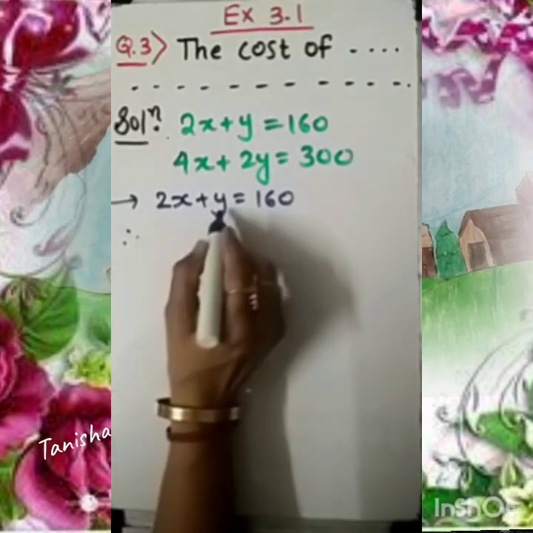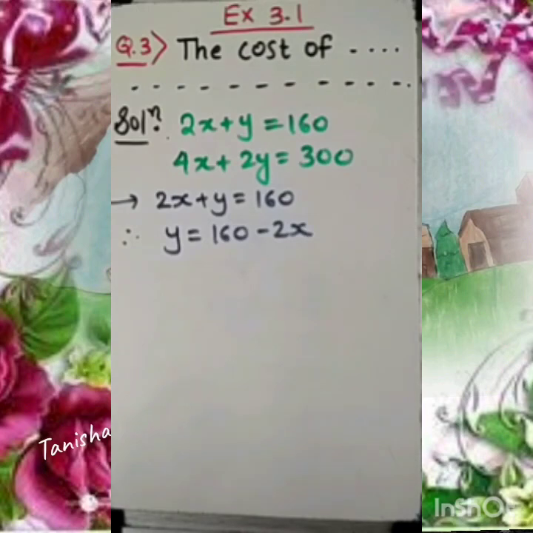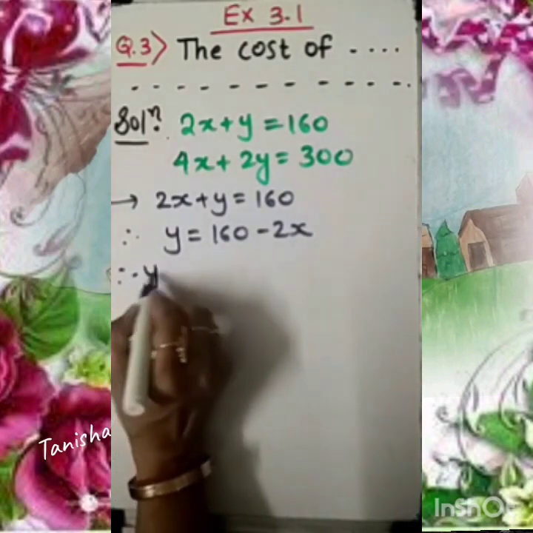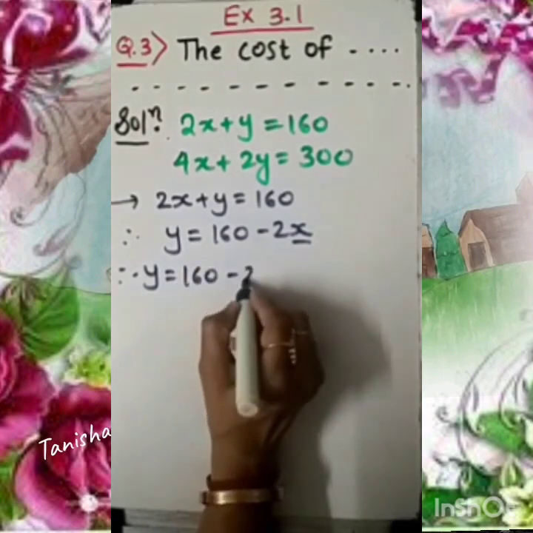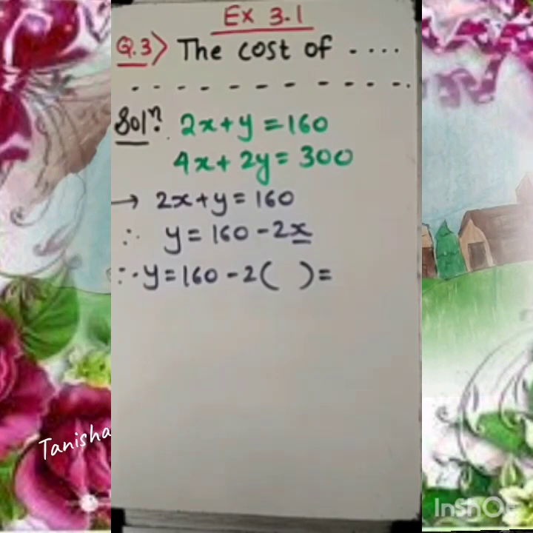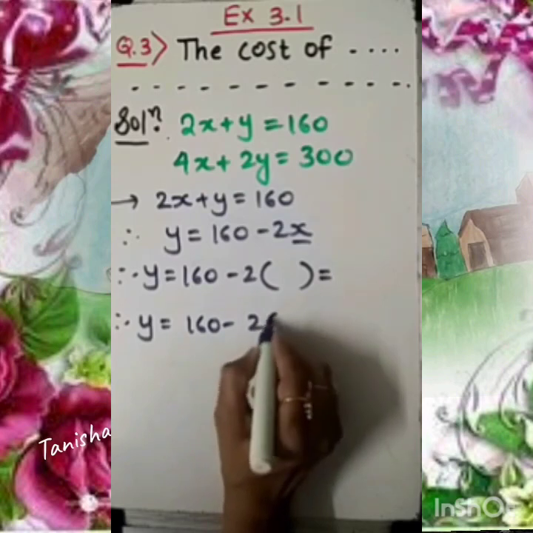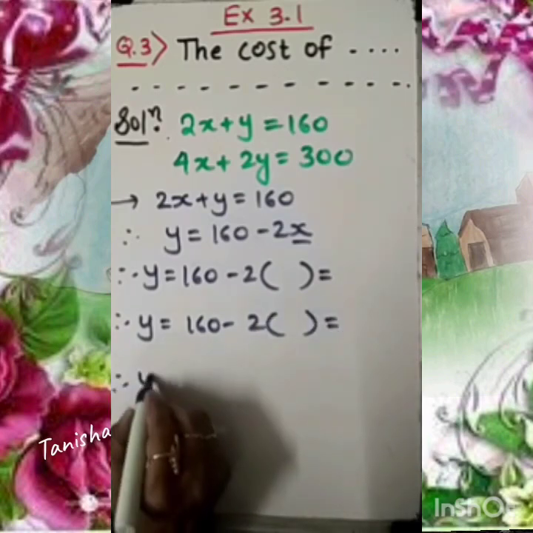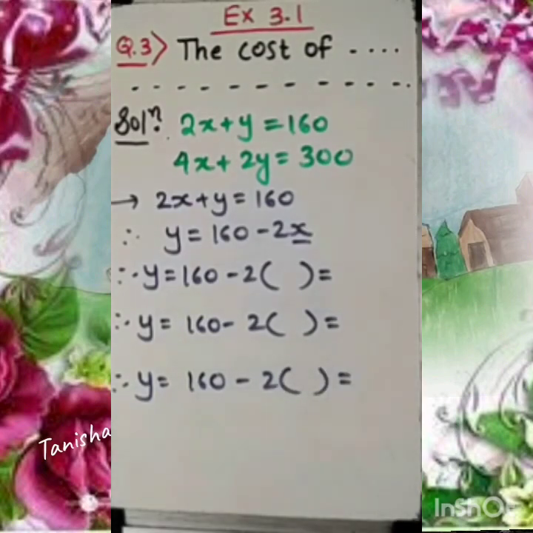Let me make it y. So the equation will become 160 minus 2x. Now very simple. For different values of x, we will have the value of y. So let me choose the numbers in such a way that it will be convenient for us to take the scale on the graph according to that. Clear? So think about that. Which number should we work out? I'm choosing 3 numbers here.